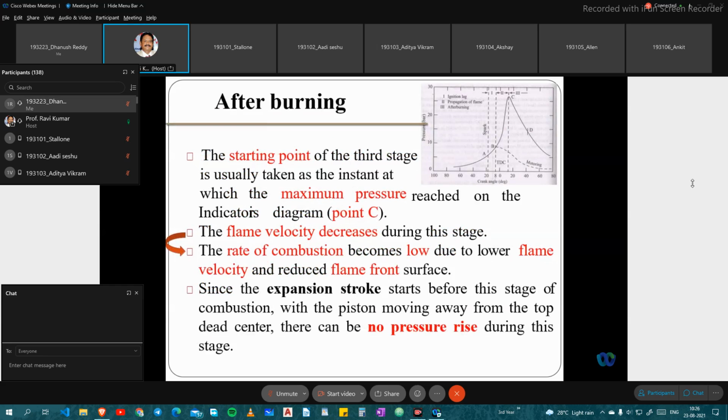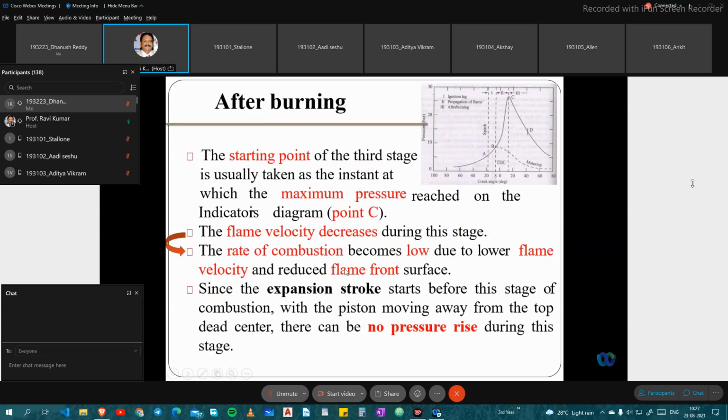The starting point of the third stage is usually taken as the instant at which the maximum pressure is reached on the indicated diagram. You can see in this figure, C to D, after the peak pressure, where you give the spark, C to D is the expansion stroke or power stroke, where maximum pressure C is reached on the indicated diagram, and the flame velocity decreases during this stage. Once the spark is given, the flame velocity slowly travels less.